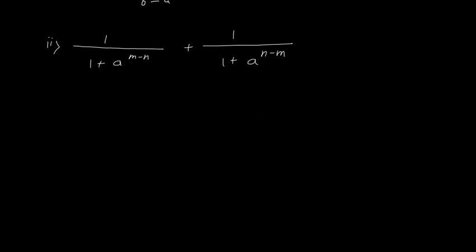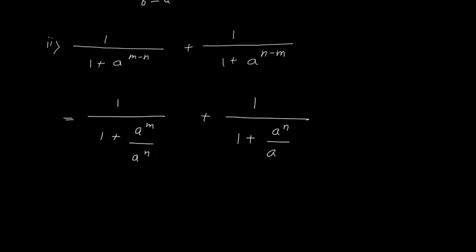It is always better that you try to solve the problems, okay, even if you make some mistake, you will learn a lot. So 1 upon 1 plus a power m minus n. Now a power m minus n means a power m divided by a power n. Again you know this rule, a power m upon a power n is a power m minus n. So this a power m minus n I can write like this. Then we have plus 1 upon 1 plus a power n divided by a power m.